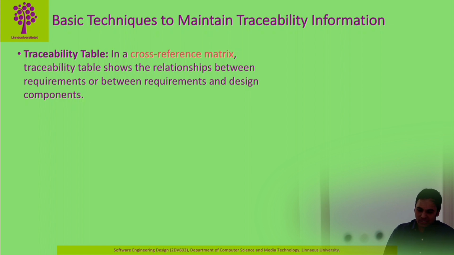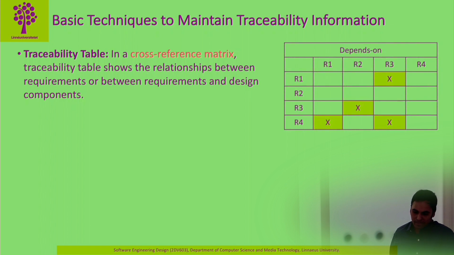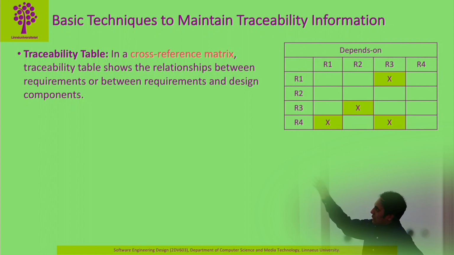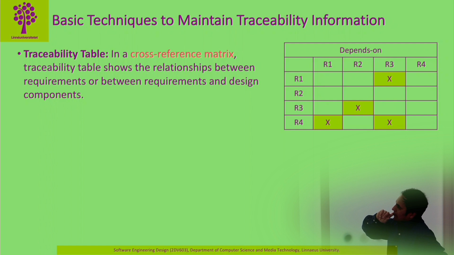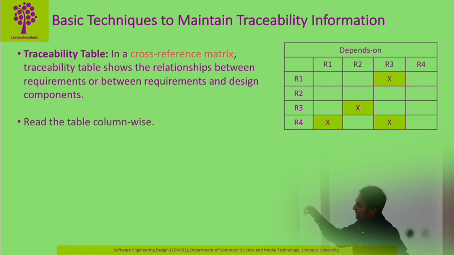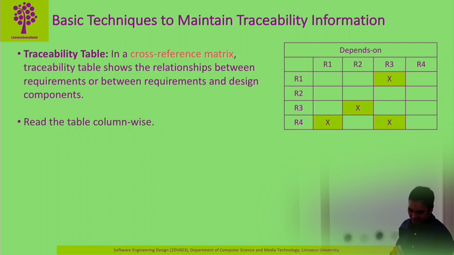One of the most simple and common ways is to maintain them in a table. So you can use a simple matrix, and this matrix gives an example. For example, R1, R2, R3, and R4. While you are reading this table, you should read it column-wise. So R1 depends on R4, R2 depends on R3, R3 depends on R1 and R4, and R4 doesn't depend on any requirements.